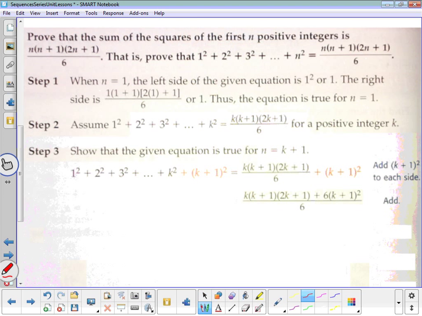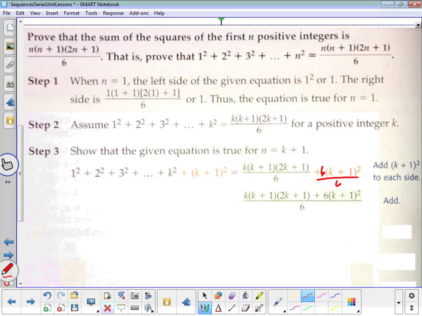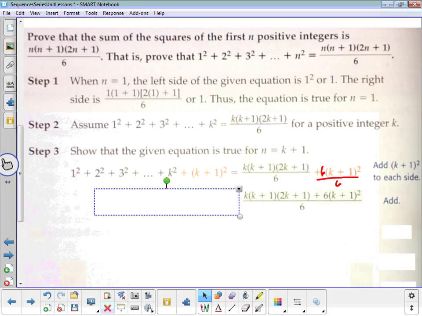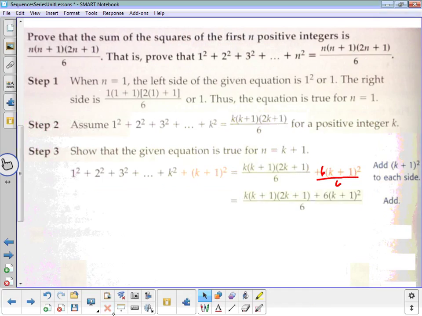So I actually put a 6 up here. Oh, wrong marker. A 6 up here and a 6 down here. So now I had common denominators, and now I can go ahead and add, which is what I wanted to do. On this other side, I'm not doing anything with it. Okay, so now, what am I going to do now?